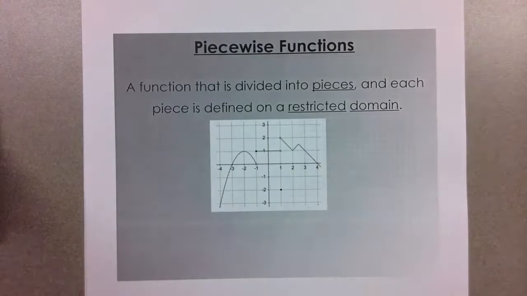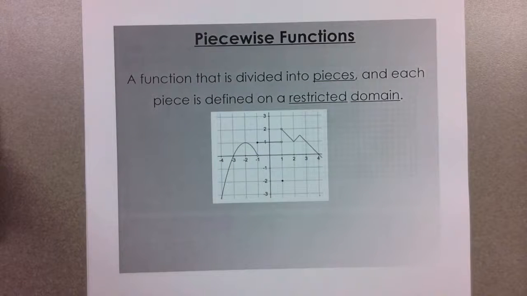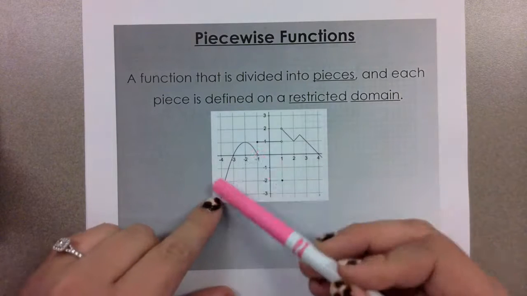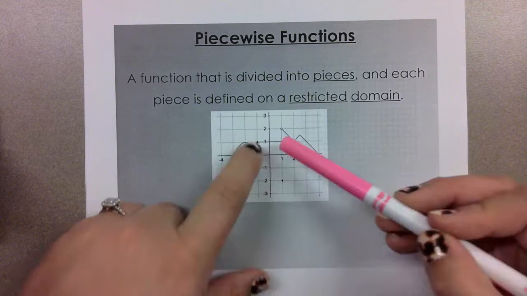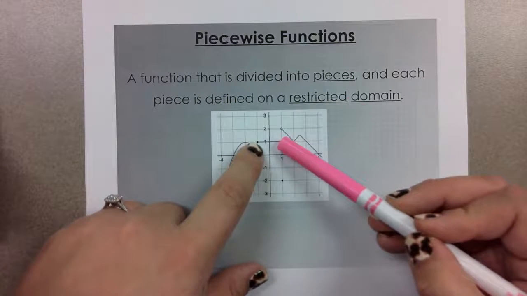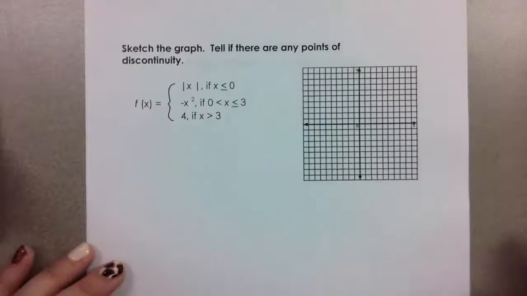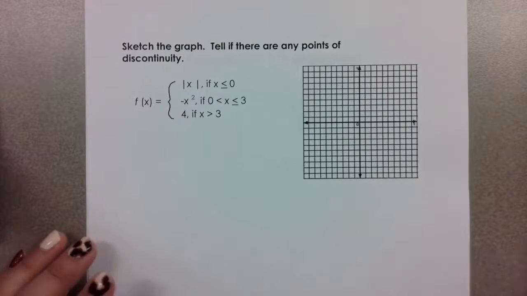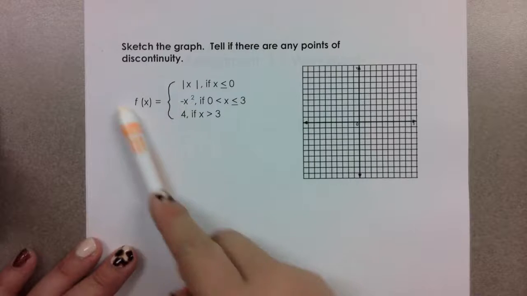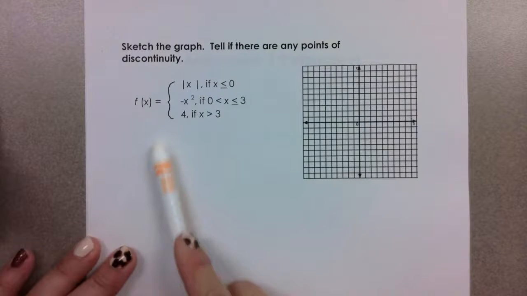And now, how we get these funky functions. A function that is divided into pieces and each piece is defined on a restricted domain is a piecewise function. Essentially, I say, okay, over here, I'm going to follow this function rule. For this section, I'm going to follow a different rule. Over here, I'm going to follow this other rule. So here is my piecewise function. This just means my function's name is f of x. It is all three of these pieces.